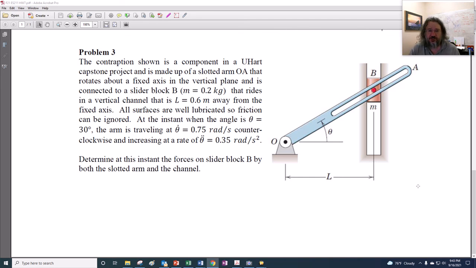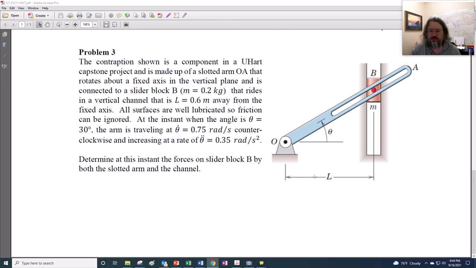It's got a contraption with a slotted bar, and we know its angular velocity, 0.75 radians per second, and we know its theta double dot. Now, if this was rigid body motion, we might actually put a torque onto this piece, but we'll get to that in the later part of the semester.